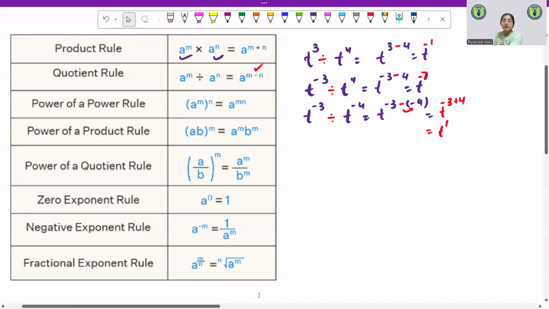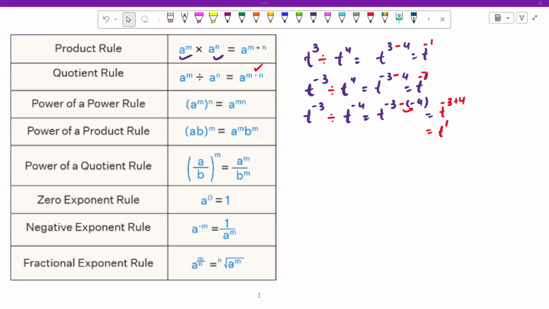So in the product rule, the powers get added. In the quotient rule, powers get subtracted. Any questions in this? No. Okay. Then let's go to the power of power rule.